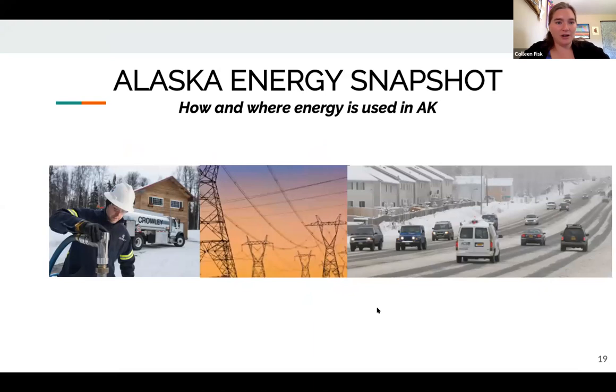All right, so now I'm going to share a bunch of graphs about energy and how we're using it in Alaska. Again, everything is linked, so if you want to dig into these or see how I got them, all of them are linked in the notes of the slides, which you can view.